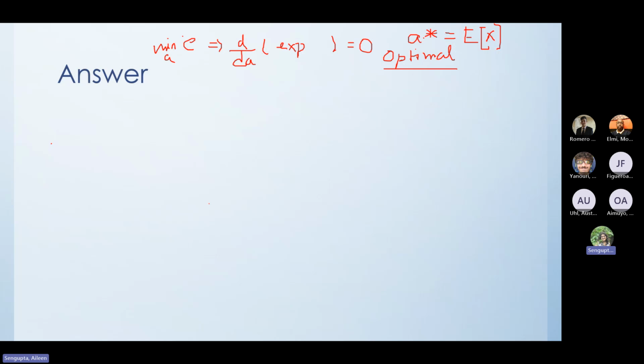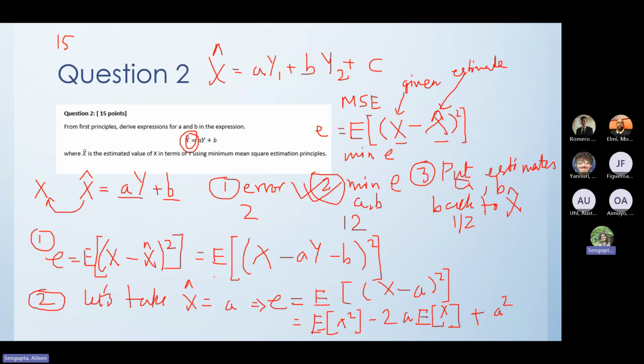You start with that if you have just one expression. Forget about the entire a1 Y1 plus a2 Y2 plus whatever. Suppose we were just trying to estimate x hat with just one variable, or one constant in this case. So step 2 starts like that.